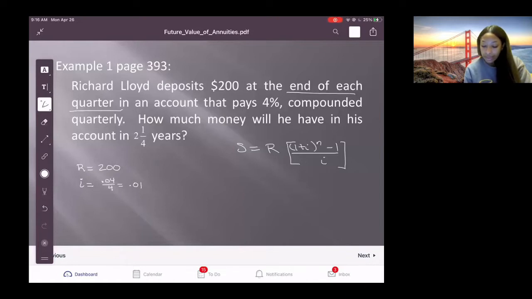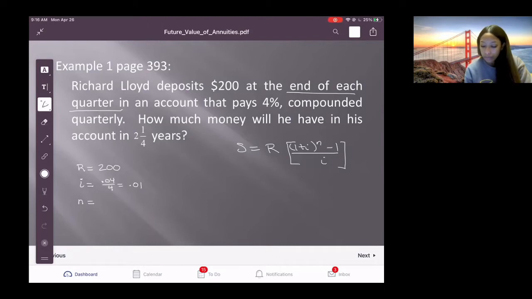All right. And then for N, this is the number of periods. Our periods are quarters. So we have to figure out how many quarters are there in 2 1/4 years. Well, how many quarters are there in 1 year? 4 quarters. How many quarters are there in 2 years? That would be 4 plus 4, 8 quarters. And then we have another quarter. So this should be 9.